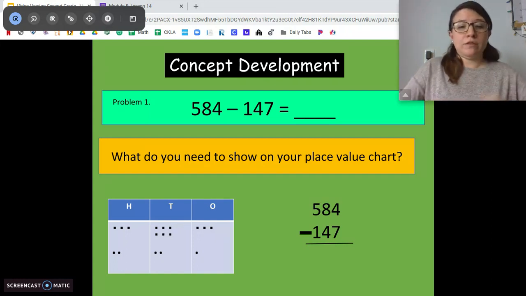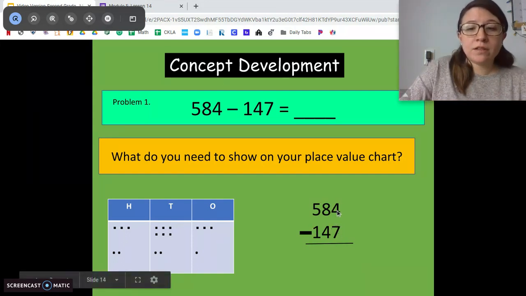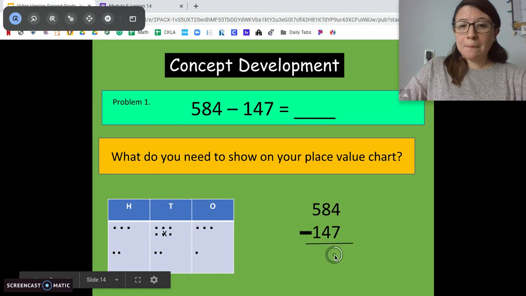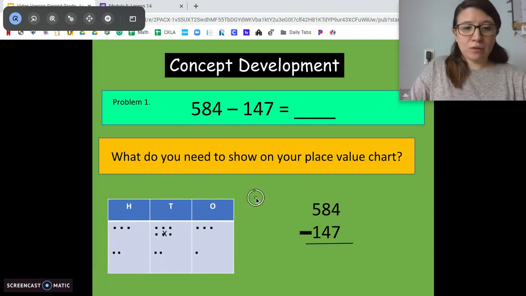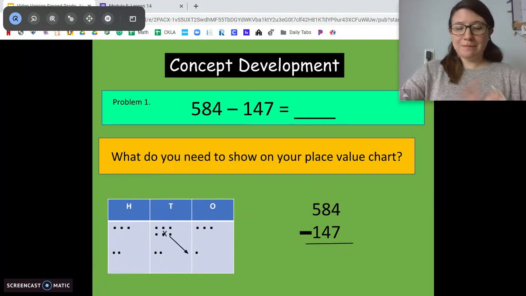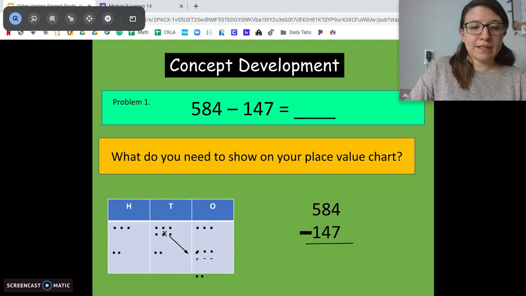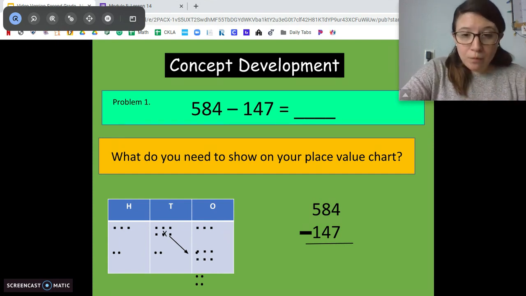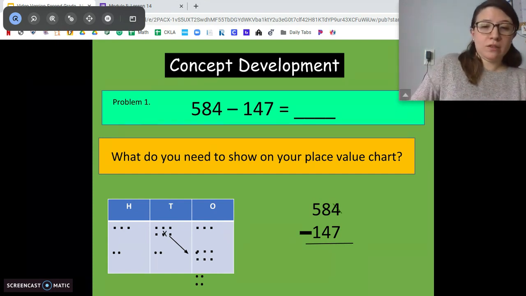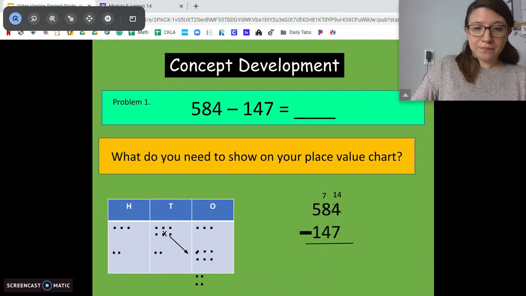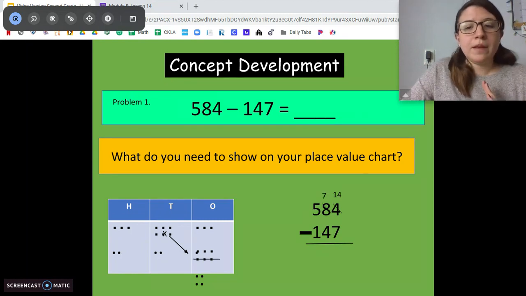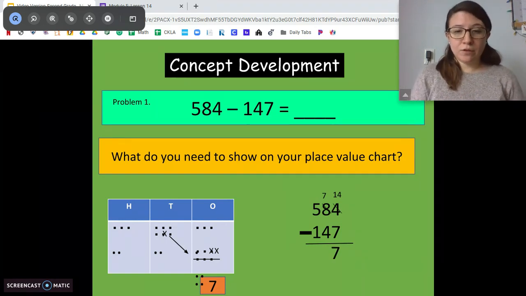To subtract our ones, right? Can we take 7 ones from 4 ones? We can't, right? So what do we need to do? Good, we gotta cross out a 10 and move it over. So I'm moving my 10 over. So now I can cross out my 7 ones. Let's change it on our algorithm. And then we're gonna cross out those 7 ones, and we end up with 7 ones left over.